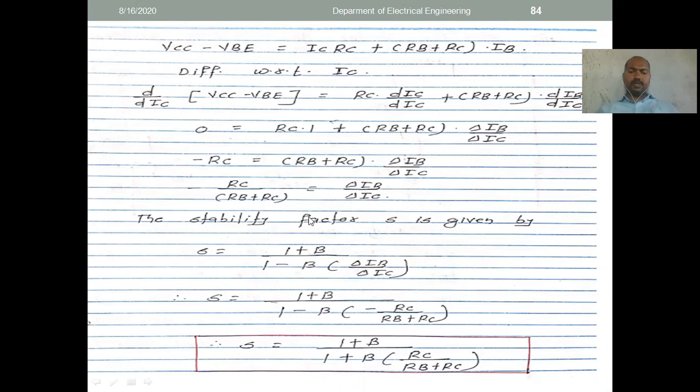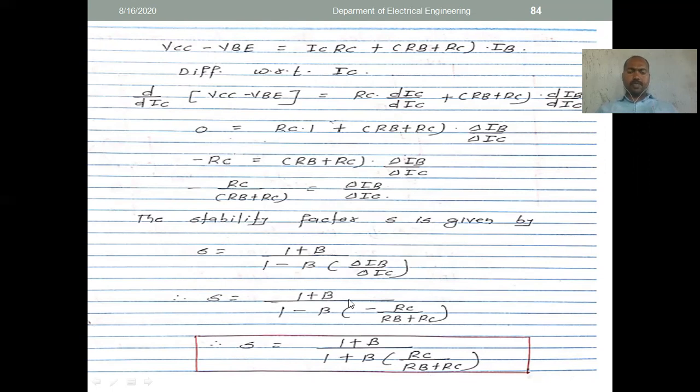Okay, and now see, this is the value for delta IB by delta IC. We have one of the equations of the stability factor, that is S is equal to 1 plus beta divided by 1 minus beta into DIB by DIC. We have put out only this value DIB by DIC, okay, here, right? So 1 plus beta divided by 1 minus beta DIB by DIC indicates minus RC divided by RB plus RC. See, RC divided by RB plus RC, right? Here is a minus term. Why is it minus? Because plus RC going here as a minus.